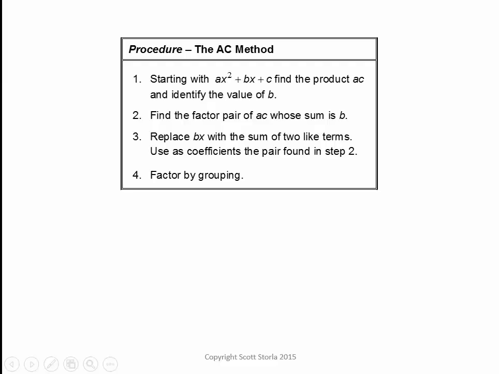And if we do find a pair that adds to B, then the AC method is going to work and the trinomial is factorable. We return to our original trinomial, and the second degree term and the constant aren't changed, but the first degree term will be written as two like terms. And then notice the last step in the process is to factor by grouping. So if you're not already automatic at factoring by grouping, you need to go back and practice that, since the AC method is dependent on you already being good with factoring by grouping.